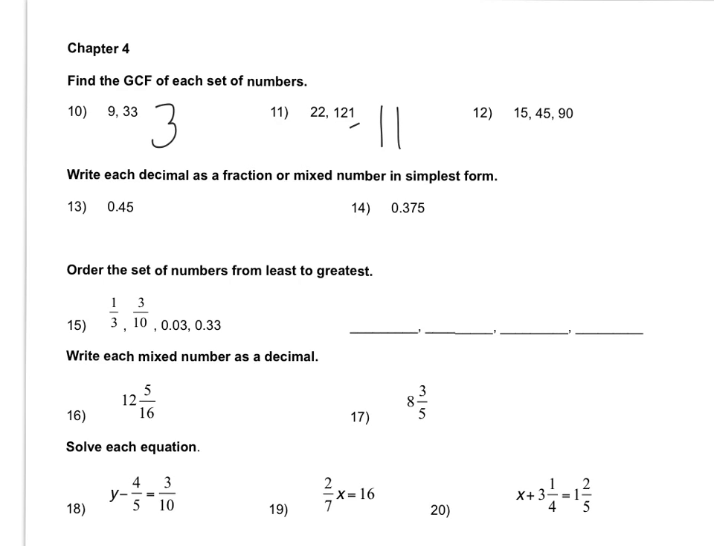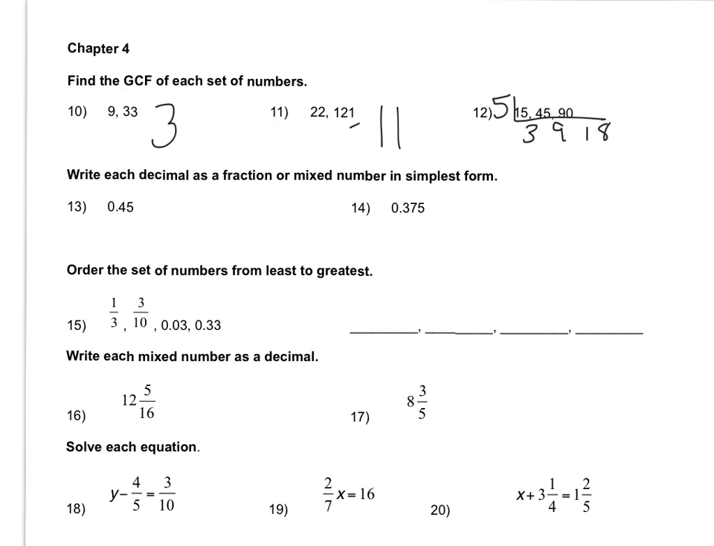Now on 25, maybe you can just look at those numbers and know that 15 is the greatest common factor. But another method we talked about is just simplifying it in smaller terms. So let's just say I knew that 5 was a common factor. 5 goes into 15 3 times, 5 goes into 45 9 times, and 5 goes into 90 18 times.